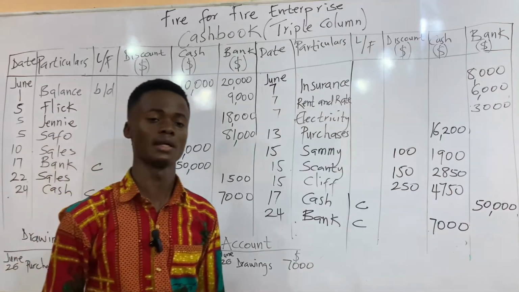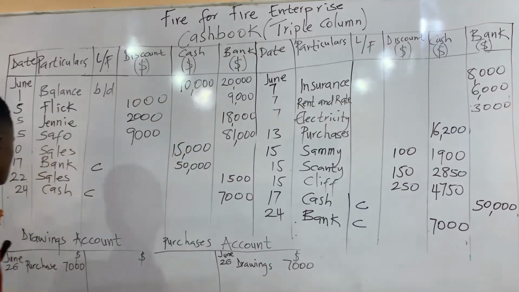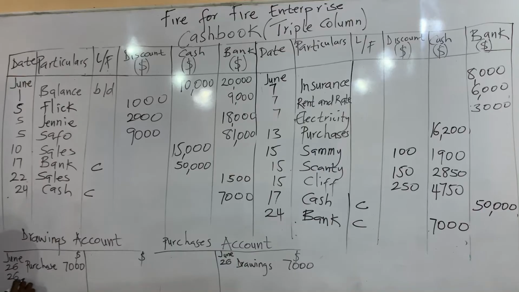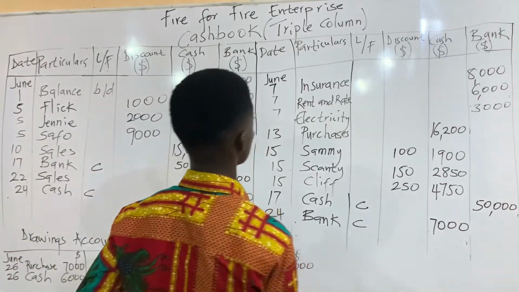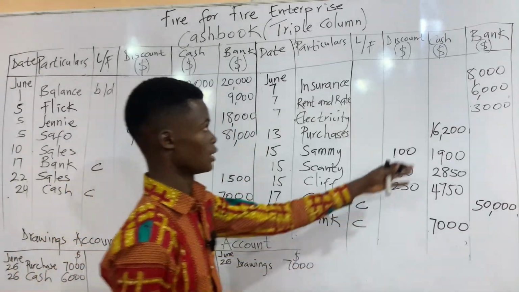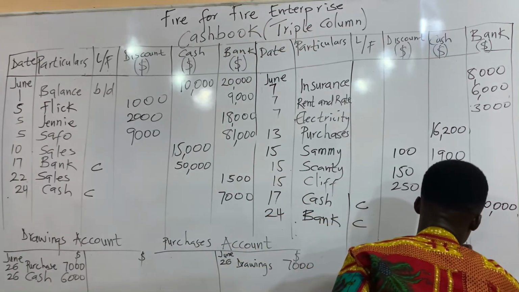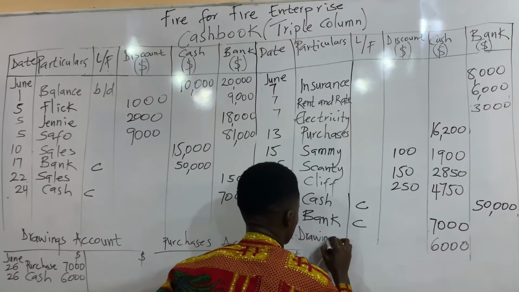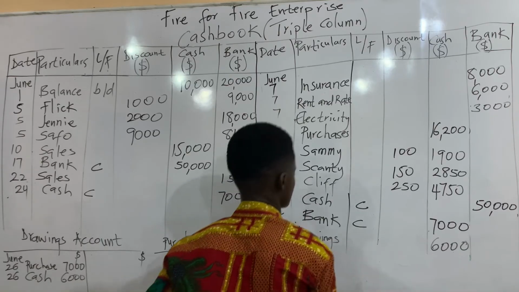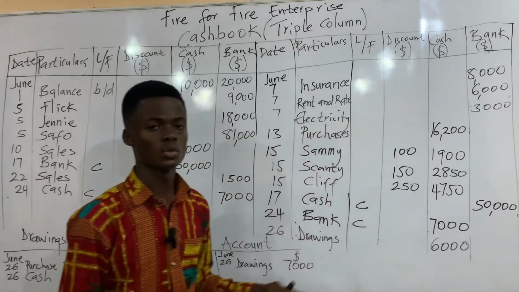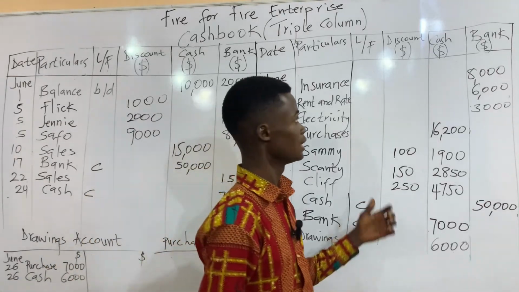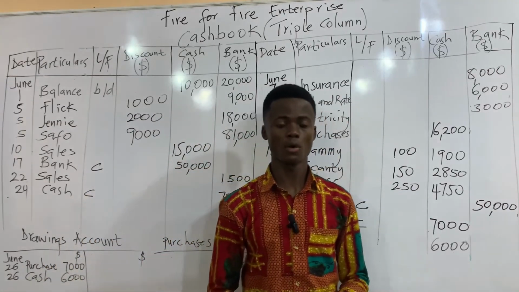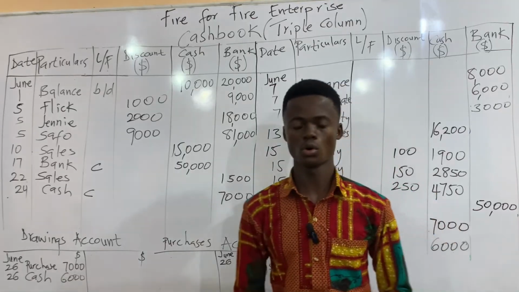And for the cash drawings too, we said the two accounts that are involved are the cash column of the cash book and the drawings account. So we will debit the drawings account on June 26th, drawings in the name of cash, $6,000, and we will come to the credit side of our cash book and credit the cash column with 6,000 in the name of drawings, June 26th. So this is how these transactions are recorded in the cash book. So now what's left is for us to balance off this cash book or this account.